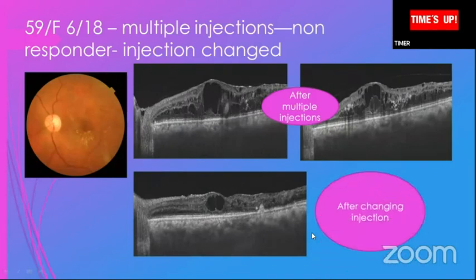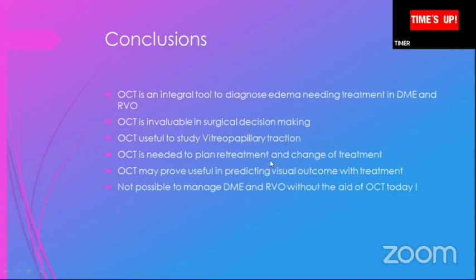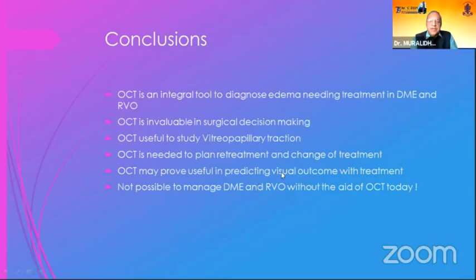So in conclusion, OCT is an integral tool today to diagnose edema, diagnose needing treatment in both DME and retinal vein occlusion. It is invaluable in surgical decision making in order to pick up vitreopapillary traction, vitreomacular traction. Definitely needed to plan retreatment and change of treatment. It may be useful in predicting visual outcome, but it's not possible to. But today, let me assure you, it's not possible to manage diabetic macular edema and RVO without the aid of these OCT.